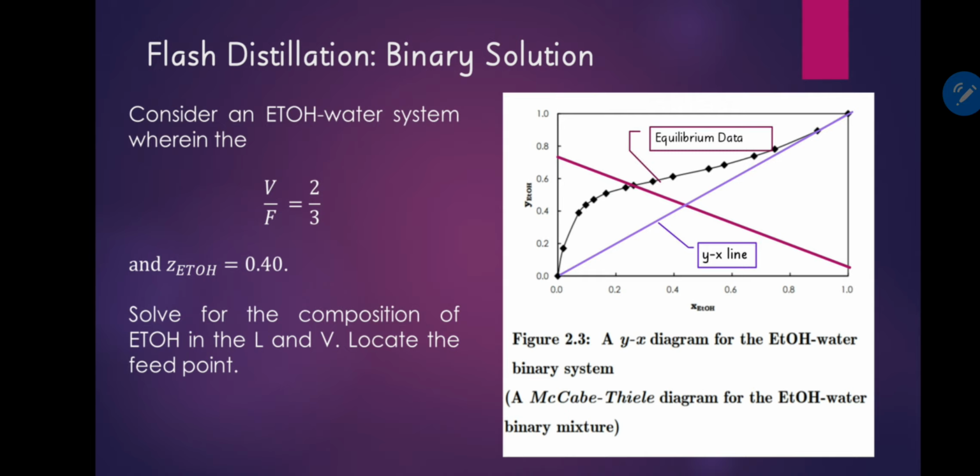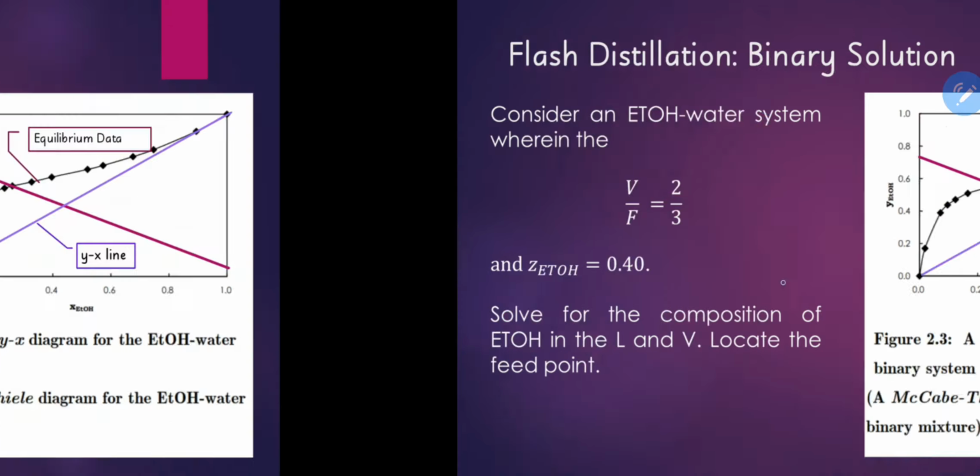So let's try to solve this sample problem using graphical solution. Consider an ethanol-water system wherein V over F is equal to 2 over 3 and the feed composition of ethanol is equal to 0.4. Solve for the composition of ethanol in L and V. Locate the feed point.